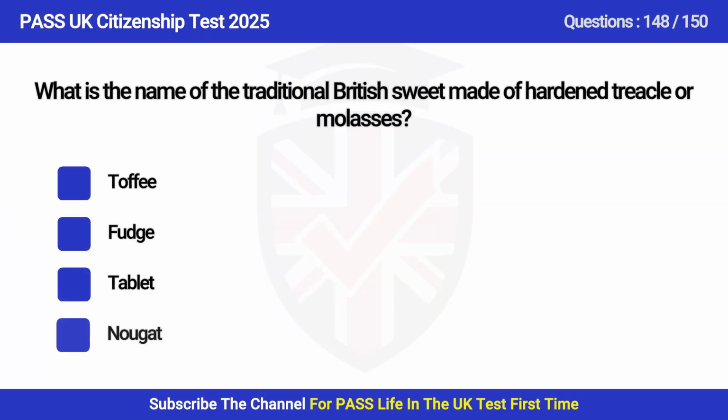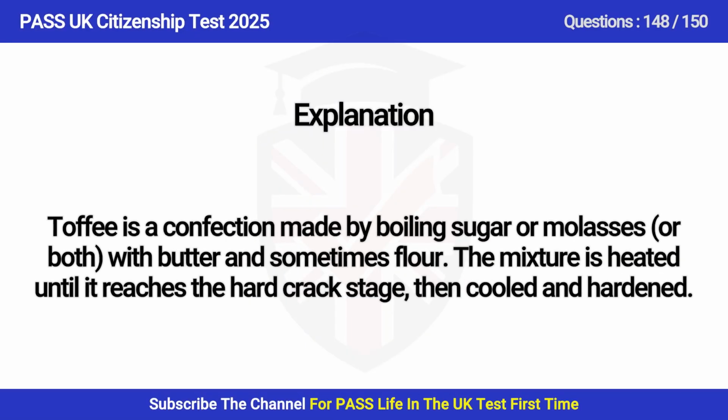Question 148. What is the name of the traditional British sweet made of hardened treacle or molasses? A. Toffee. B. Fudge. C. Tablet. D. Nougat. Answer is A. Toffee. Toffee is a confection made by boiling sugar or molasses, or both, with butter, and sometimes flour. The mixture is heated until it reaches the hard crack stage, then cooled and hardened.